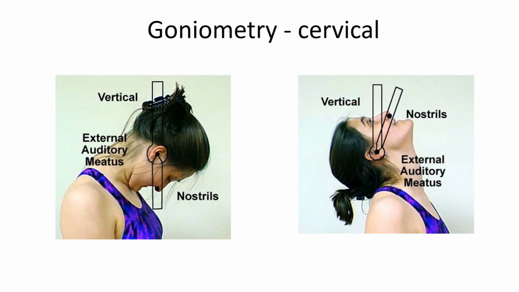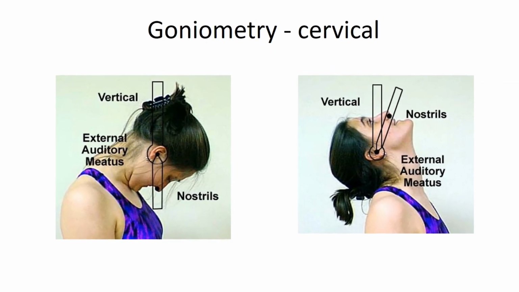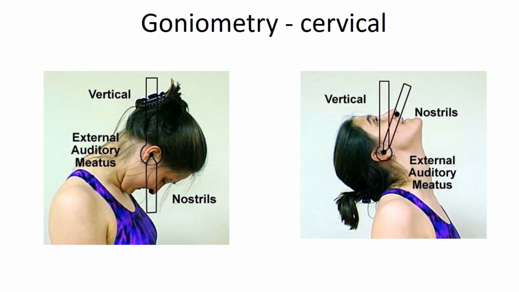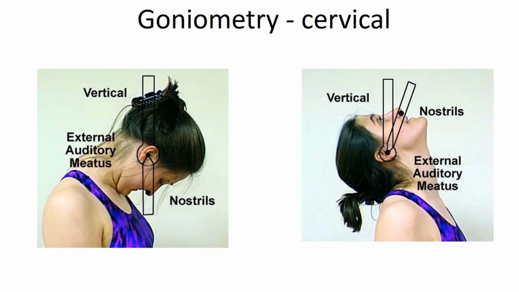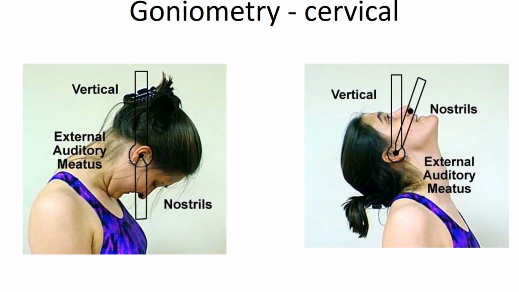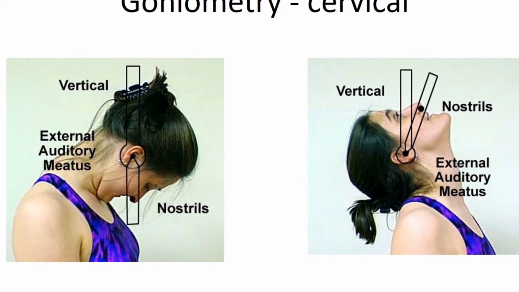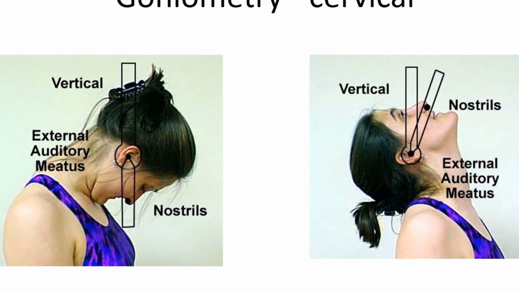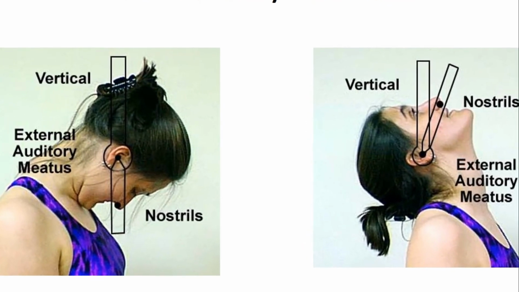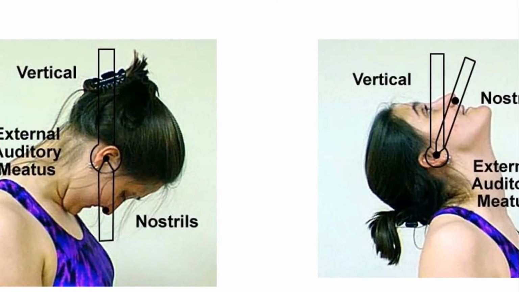Here we are going to talk about how to measure range of motion of cervical extension and cervical flexion. Goniometry alignments are: center fulcrum of the goniometer over the external auditory meatus. Align proximal arm so that it is either perpendicular or parallel to the ground. Align distal arm with the base of the nares.